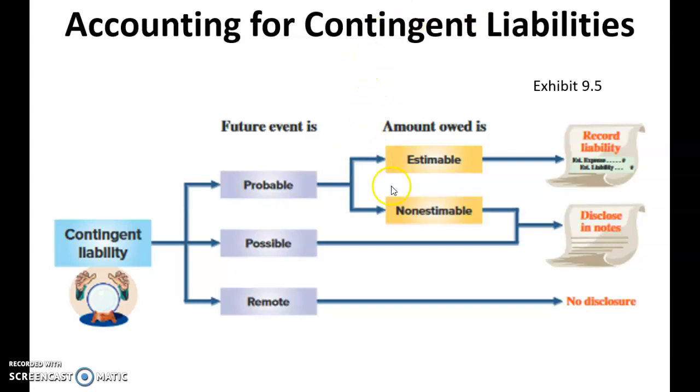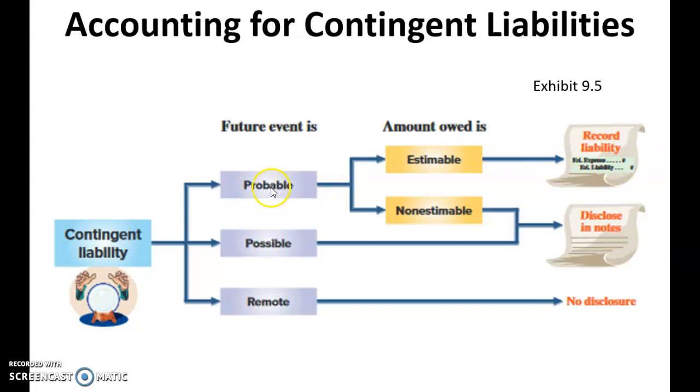So let's take a look at how this works. If the future event is probable, it's pretty darn sure that this event will happen, and we can estimate the amount, then we need to book or record the liability in the books and disclose it in the footnotes as well.